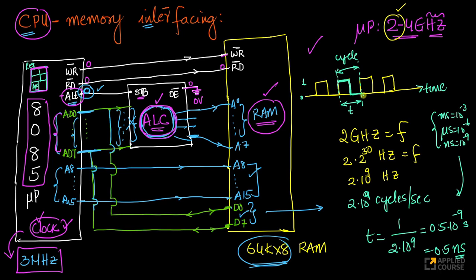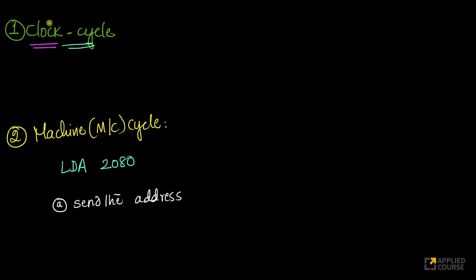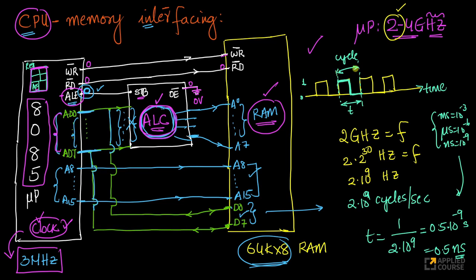So this, remember, is very important. This is called a clock cycle. This one thing is called your clock cycle or simply cycle. Now, remember, if your CPU can operate at a higher frequency, imagine I have one CPU that operates at 2 gigahertz, and another CPU that operates at 4 gigahertz.